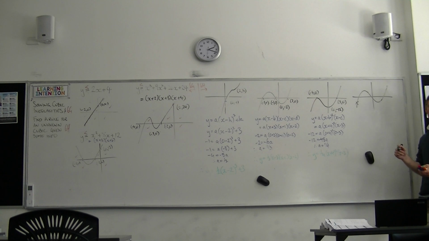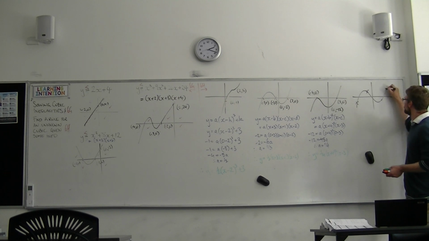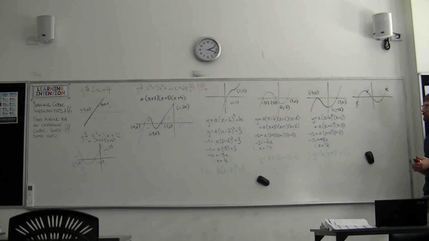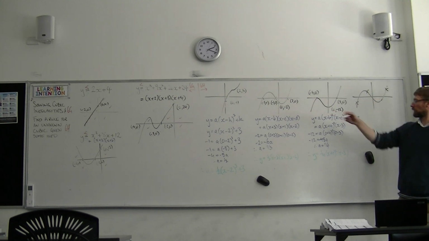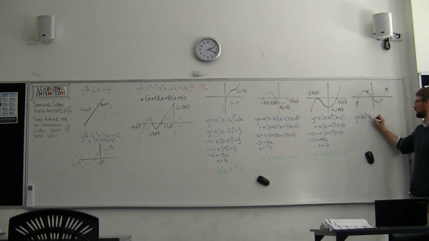How many do you need? 2? 4. Oh, in this case, 4. 3. Okay, let's give you 3. Okay, what's your rule going to be? I'm giving you 3. You just asked for 3. There's 3. What rule are you going to use? You have no reason to preference any of these, so just write a super general one. There you go. That's some cubic.